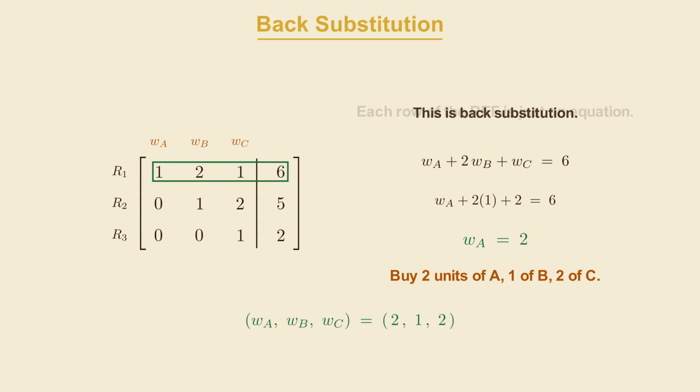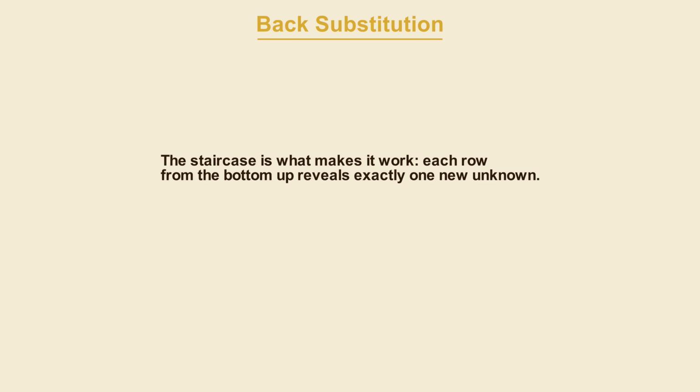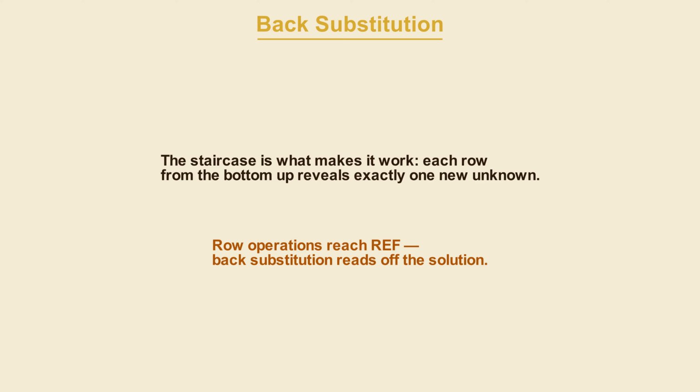This technique has a name. It's called back substitution, because you start from the back of the matrix at the bottom row and you substitute the values you find as you work your way up. The staircase structure of row echelon form is exactly what makes back substitution work. Each row from the bottom up has 1 fewer unknown than the row above it. So each row gives you exactly 1 new variable as you go. So we end up with a complete procedure for solving the system. The 3 row operations get the augmented matrix into row echelon form, and back substitution reads the solution off the rows.